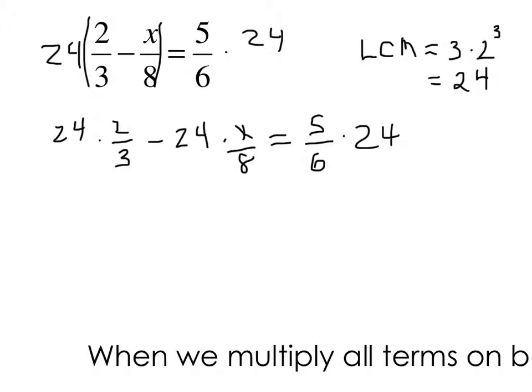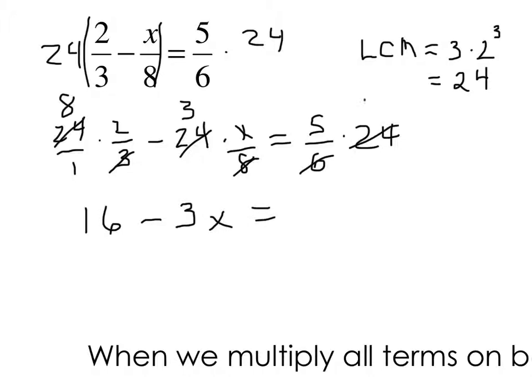Now look at how this works. Our first fraction, it's like 24 over 1 times 2 over 3, and we can cancel anything anywhere in the denominator with anything anywhere in the numerator. So 3 goes into 24 8 times. Of course 3 goes into 24 an even number of times, because 24 is the least common multiple of all of these numbers. So that changes that first term to 16. Wonderful. 8 goes into 24 3 times, so it's minus 3x equals 6 goes into 24 4 times, so it's 20. Let us take a moment to admire the beauty of this problem now. 16 minus 3x equals 20.